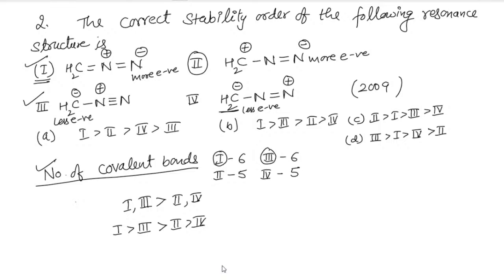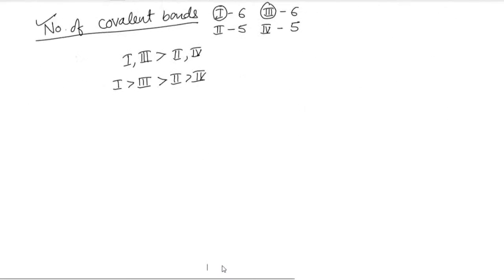Got it? Okay, very good. So option B is correct, beta. Okay, Ashish, good. Option B is correct. So this is the second question. Now come to third.